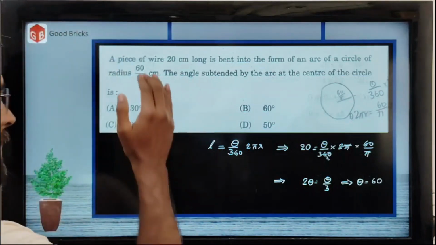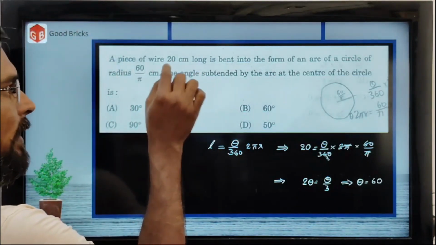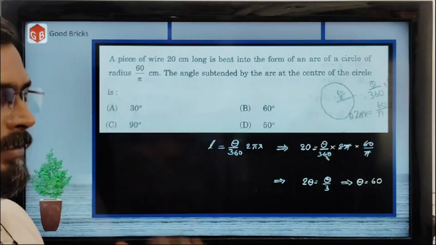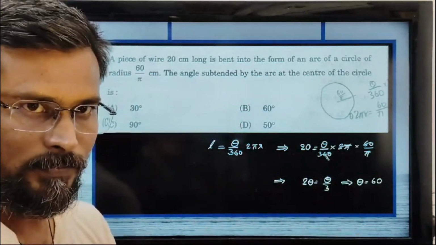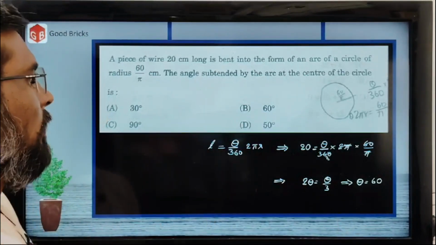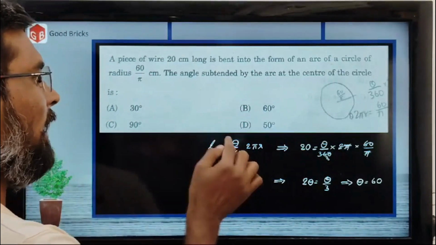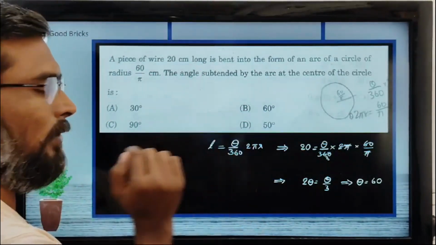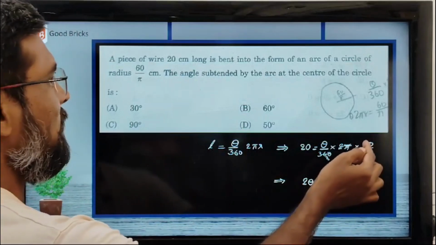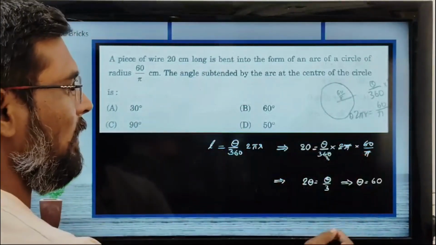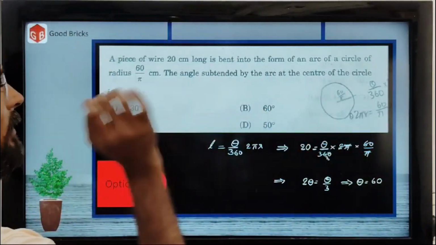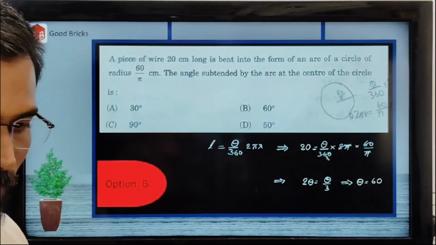Now let us look at the next question. Here a piece of wire 20 centimeters long is bent into a circle of radius this much. It means they have formed a sector. And they have also given the length of the arc. So the length of arc formula we know, and theta value we don't know, that is what we have to find out. Means the angle of the sector we have to find out, and the radius they have given is 60 by pi. So when you cancel, you will get finally theta, means the angle of the sector, is 60 degrees. So we have to select option B for this question.